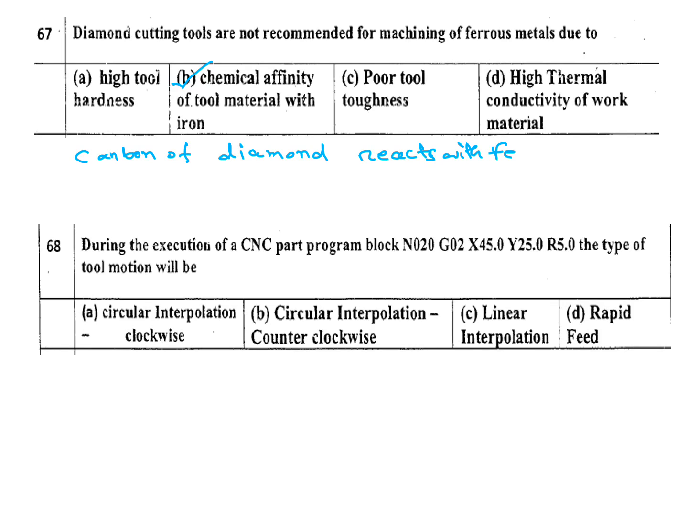68. During the execution of a CNC part program block, N is the sequence number, N020, G02, X45, Y25, R5.0, the type of tool motion will be G02, circular interpolation clockwise.